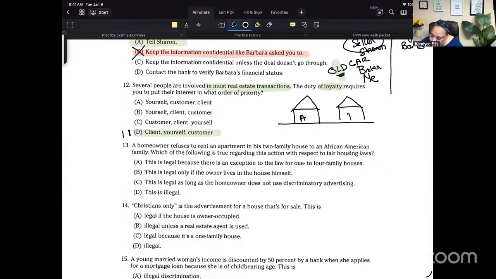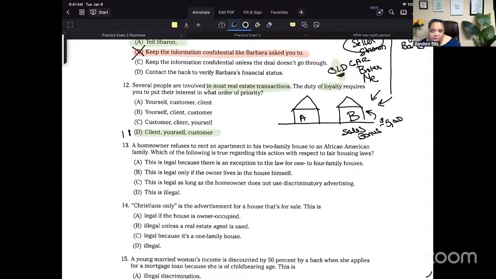And this is house B. And let's say there's a sales bonus, B for bonus, of $5,000 on house B. What you cannot do is lead your client to this one because you want the $5,000 bonus.